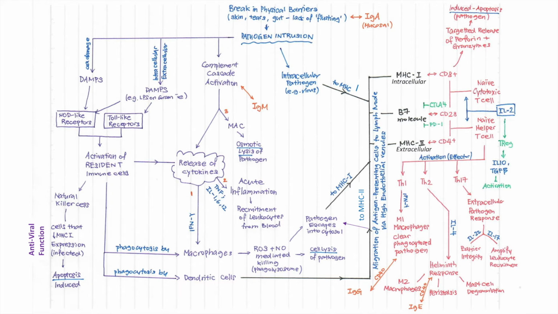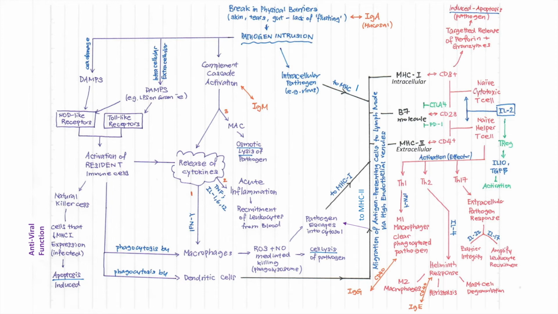On the other hand, other microbes can be phagocytosed by macrophages and dendritic cells. Macrophages can either immediately kill these microbes within their phagolysosomes, or they may function like dendritic cells as antigen-presenting cells, migrating to the lymph nodes via the high endothelial venules and then presenting them to the adaptive immune system.